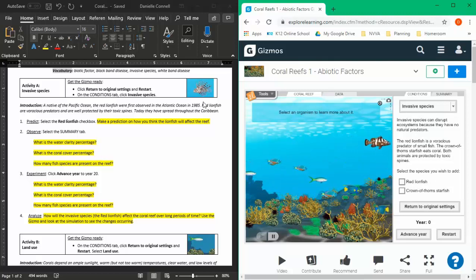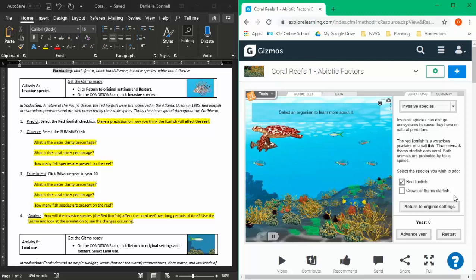It also has more information here about the red lionfish, how they were observed in the Atlantic Ocean in 1985. Again, they're voracious predators. Think about what the word predator means. And they're well protected. Today, they've spread through the Caribbean. Number 1 says predict. Select the red lionfish checkbox. Let's do it. And then it says make a prediction on how you think the lionfish will affect the reef. Well, because you're making a prediction, you're not going to manipulate anything in the Gizmo. So go ahead and take a guess. Pause me and take a guess.